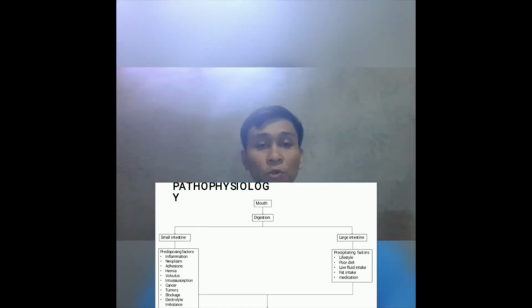Let's move to predisposing factors: inflammation, neoplasm, adhesion, hernia, volvulus, intussusception. Cancer is one of the chief sources of bowel obstruction: tumors, blockage, and electrolyte imbalance. And on the other side, the precipitating factors are due to lifestyle, poor diet of the patient, low fluid intake, fat intake, and also medication. These can cause bowel obstruction.